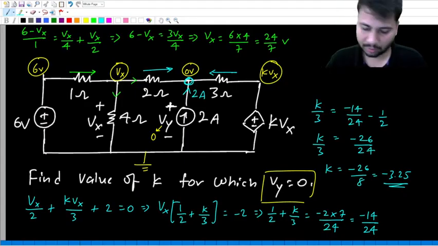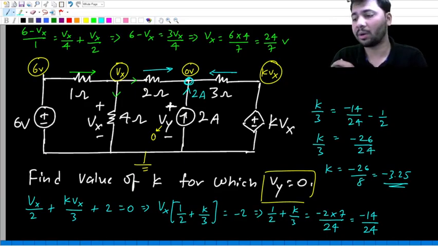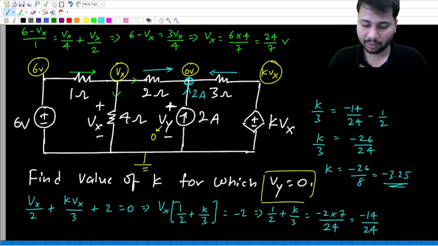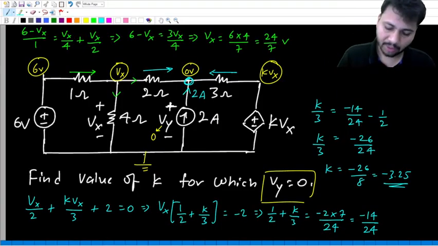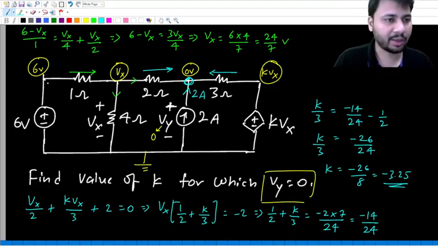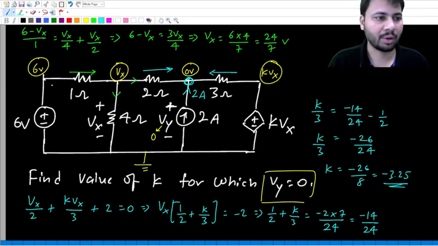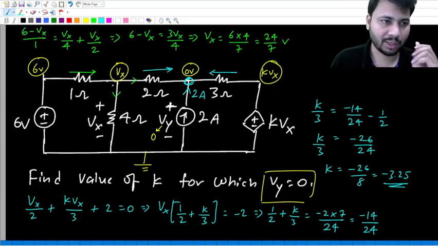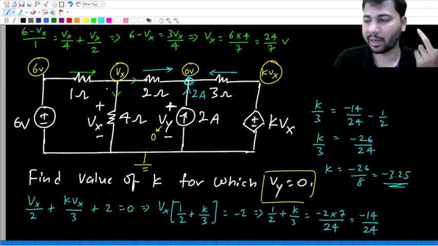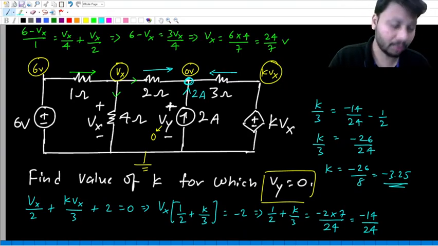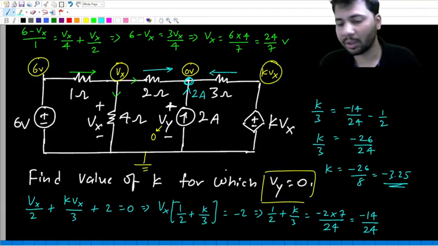Is it clear? So here, because there is no ground, I have chosen some node to be ground so that the analysis becomes easier. Once I choose this to be ground, then I try to write voltages at as many nodes as possible, and then I always write KCL. So this is how I do circuit analysis. You should also try to do it using the same approach.